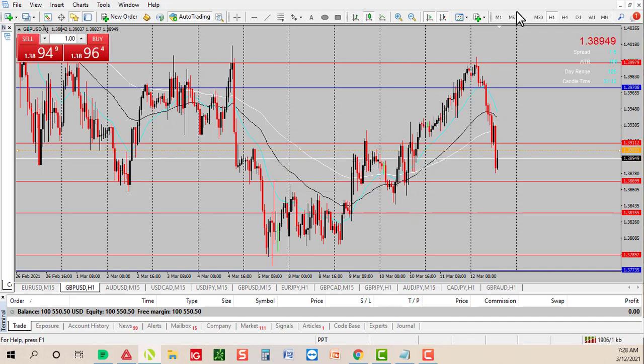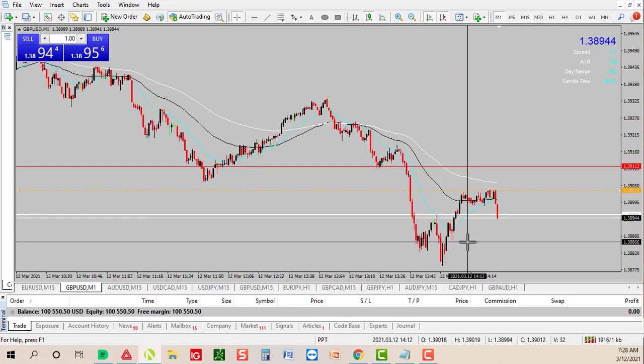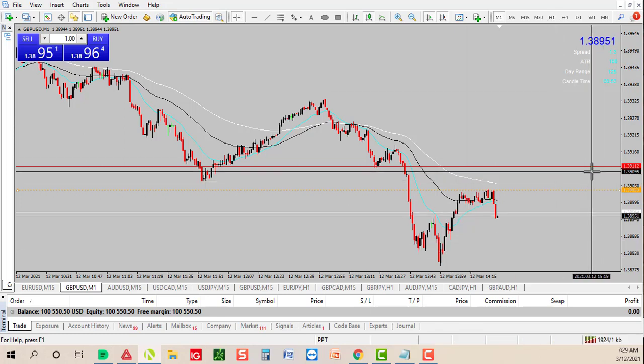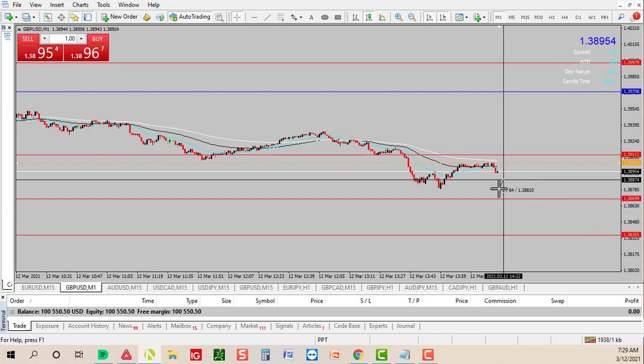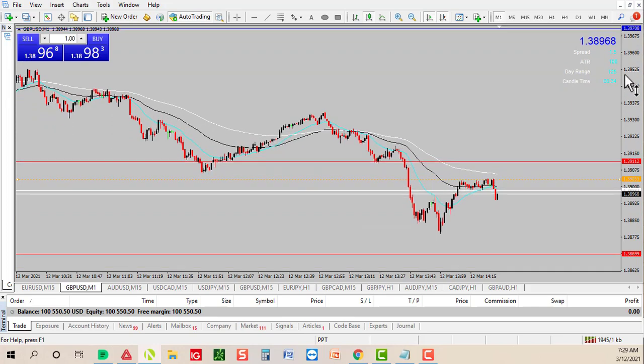My expectation for today is price is going to come back down, test these lows, maybe right here, which is 1.38864, or price will come further down to 1.38699. So that is a 17 pip difference. We're going to watch this trade.